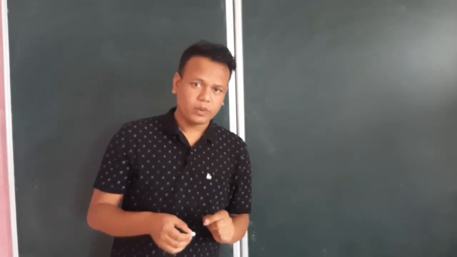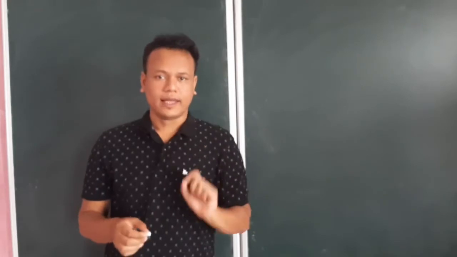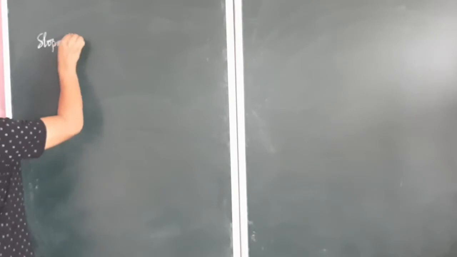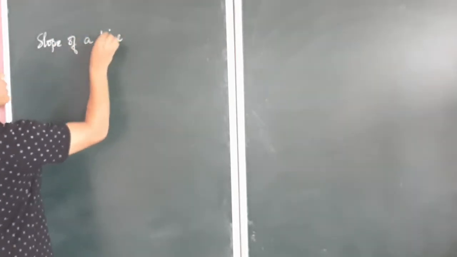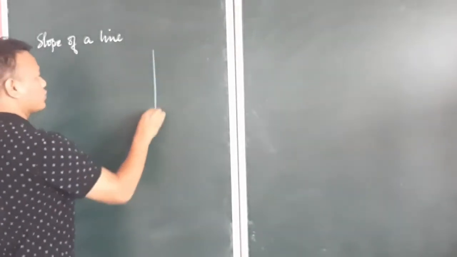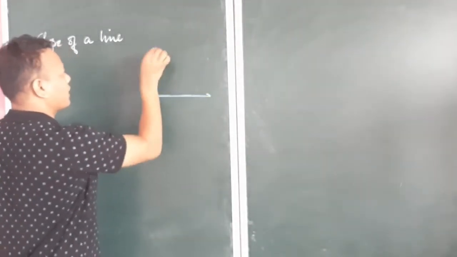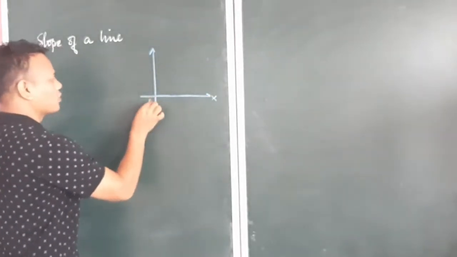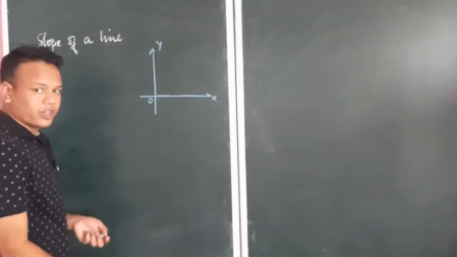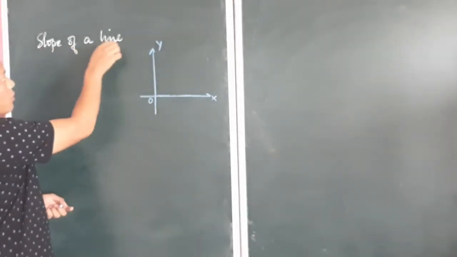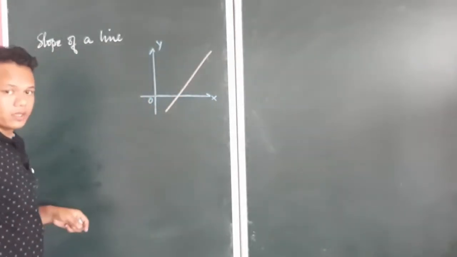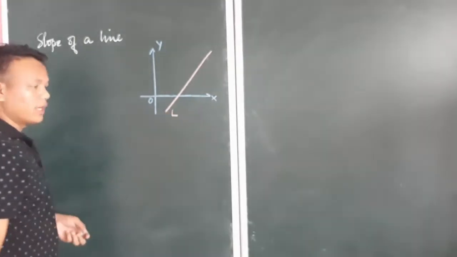The first topic for the day is slope of a line. We are going to learn what is slope of a line. In order to understand this topic, let me take our xy coordinate system. So this is my xy coordinate system, x-axis, origin, and this is my y-axis. Here I am going to draw a straight line, since the topic is talking about a line. Suppose I draw this line, and let me call the line L.